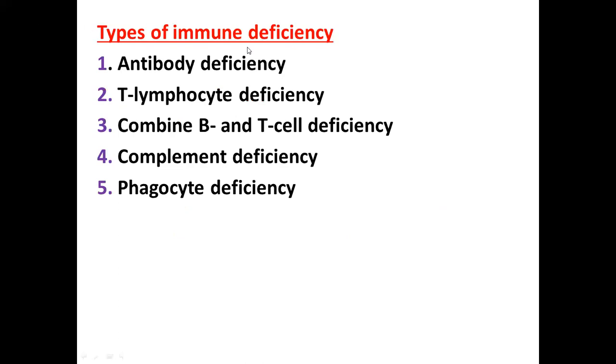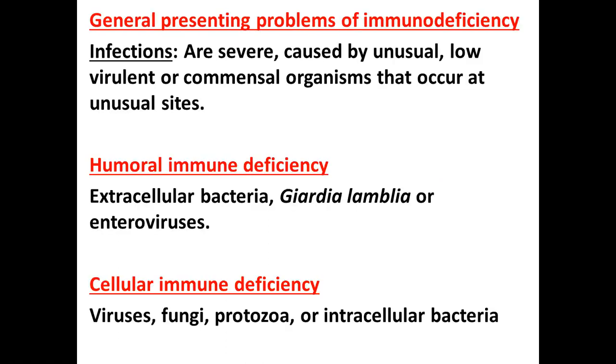Types of immune deficiency. Any item of the immune system could suffer from immune deficiency: antibody deficiency, T lymphocyte deficiency, combined B and T. You know, antibodies come from B cells. So combined B and T. Complement deficiency, phagocytic cell deficiency. So all items of the immune system can suffer from immune deficiency.